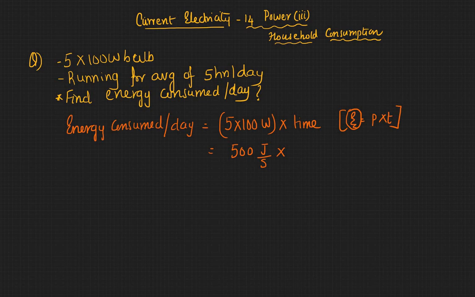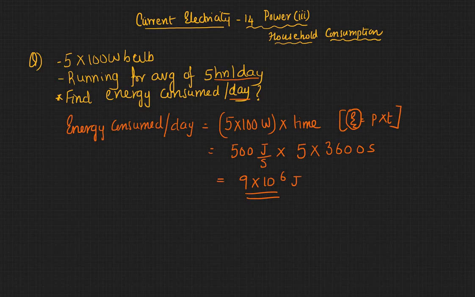So that's 1 day, and we have 5 hours per day. So that's into 5 hours into 3,600 seconds. So net it would be about 9 into 10 power 6 joules. So that's the amount of energy consumed per day.